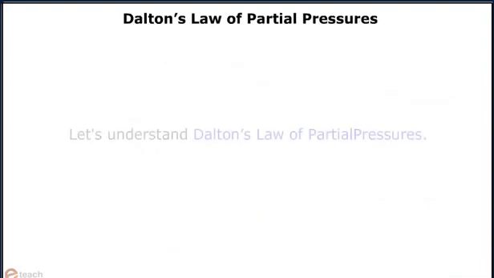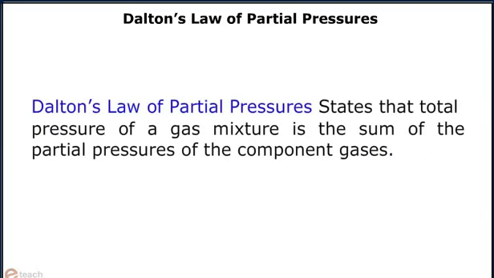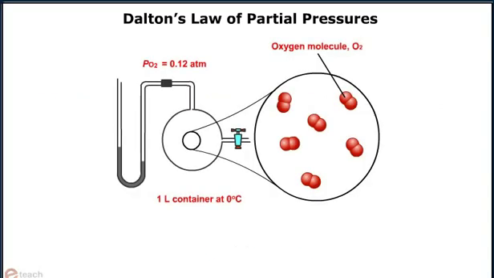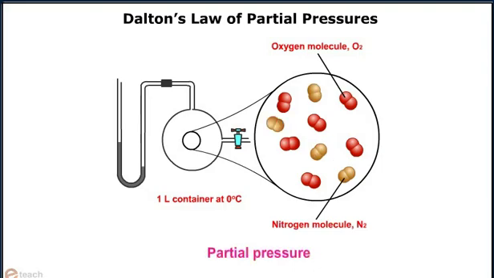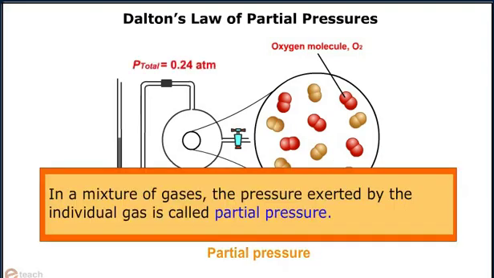Let us understand Dalton's law of partial pressures. Dalton's law of partial pressures states that the total pressure of a gas mixture is the sum of the partial pressures of the component gases. Here, you can observe a mixture of oxygen molecules and nitrogen molecules. In a mixture of gases, the pressure exerted by the individual gas is called partial pressure.